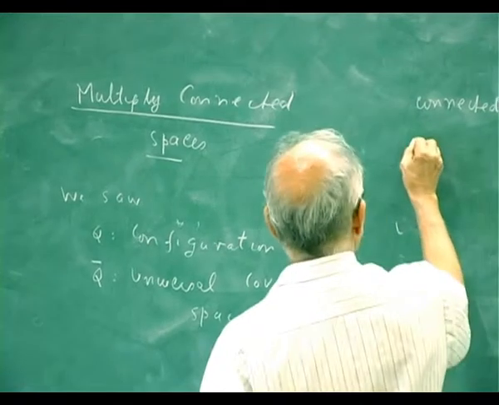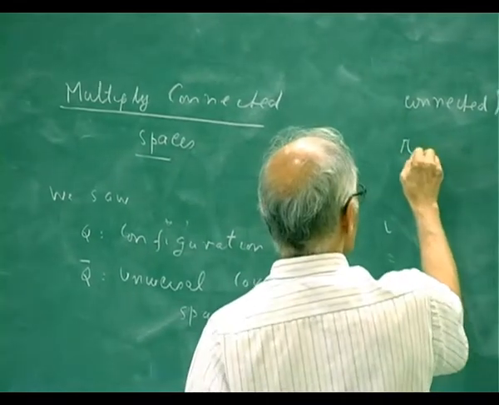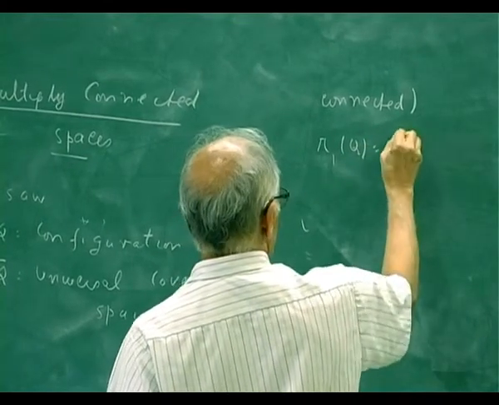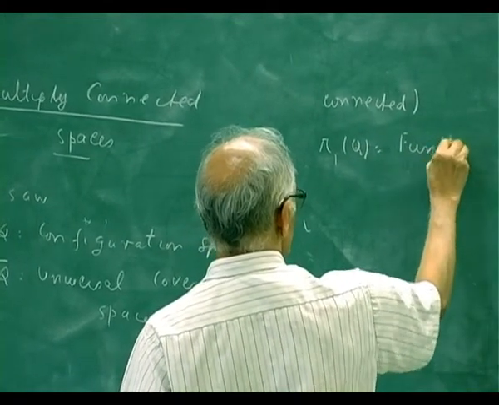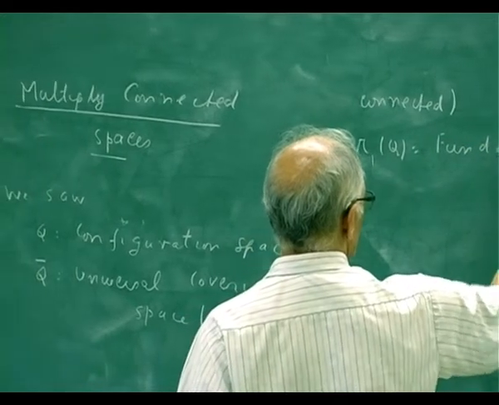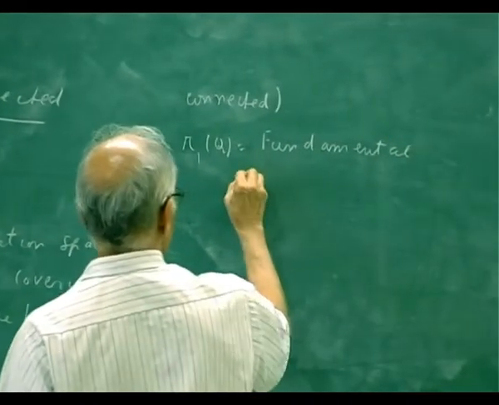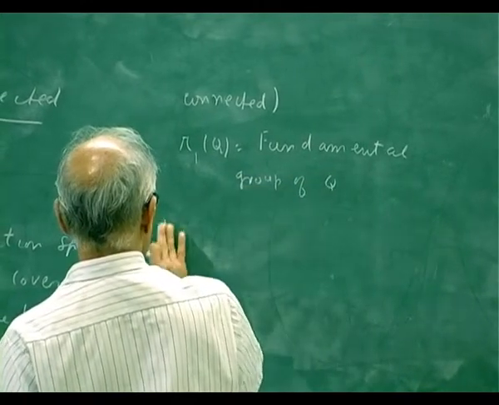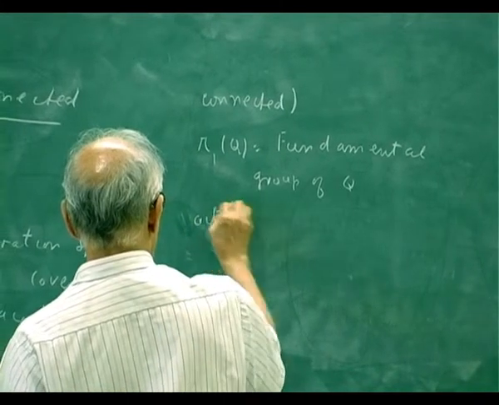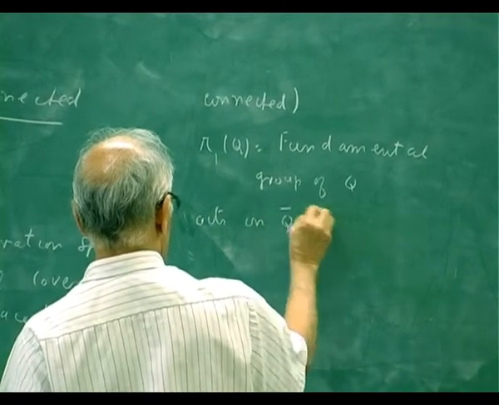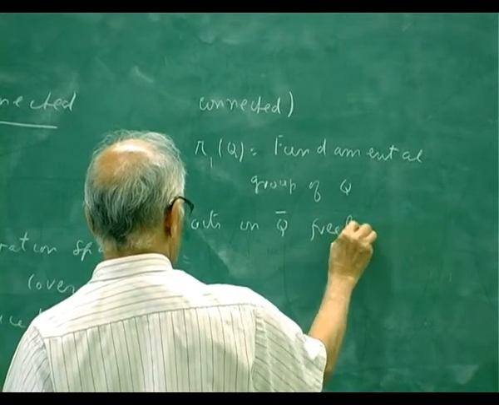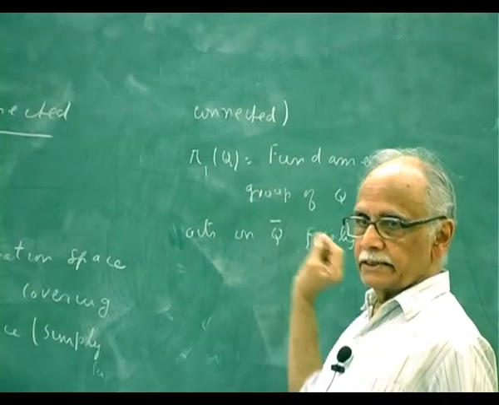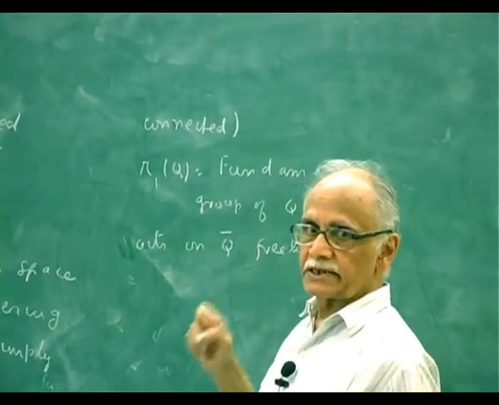Then there is a group, which is pi_1 of Q. This is the fundamental group of Q. I'll give you examples. Okay, this acts on Q bar, freely. Freely is just to fix that any element here has no fixed point, right?